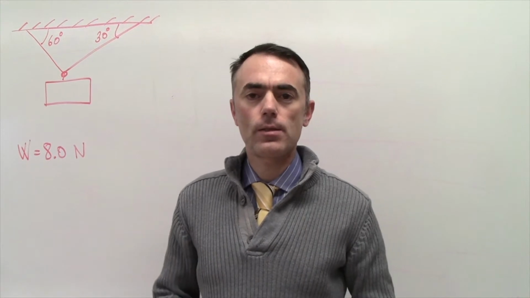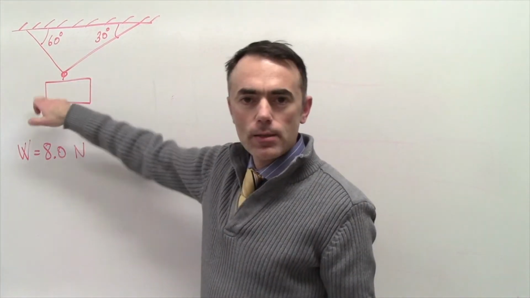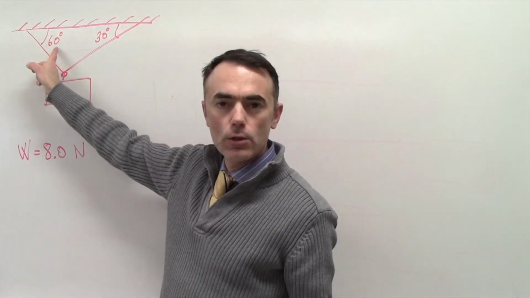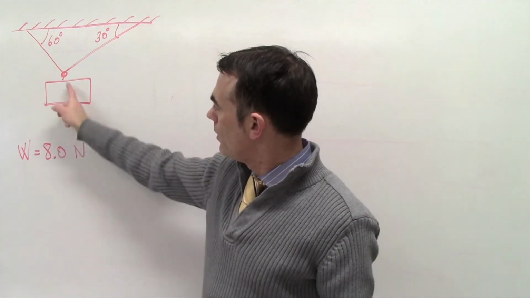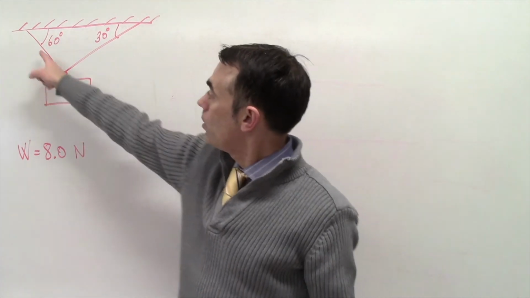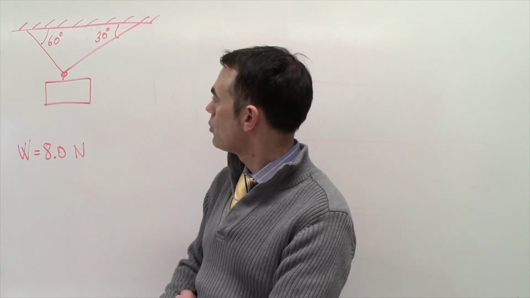Let's do another exercise on this. Just imagine that we have a mass here hanging with two ropes, and these two ropes make angles of 60 degrees and 30 degrees. We know that the weight of this object is 8 newtons, and we want to know what are the tensions that the two ropes are going to sustain.